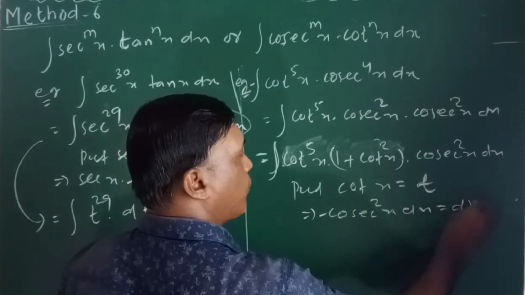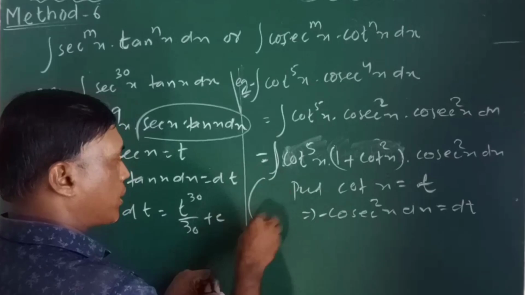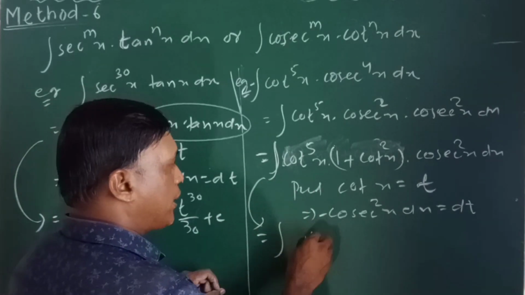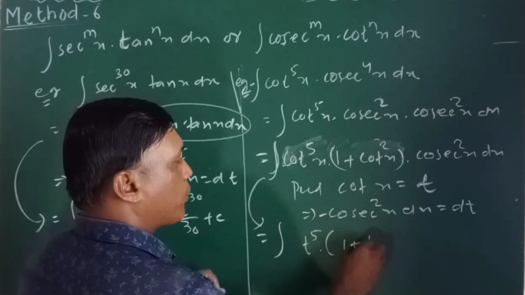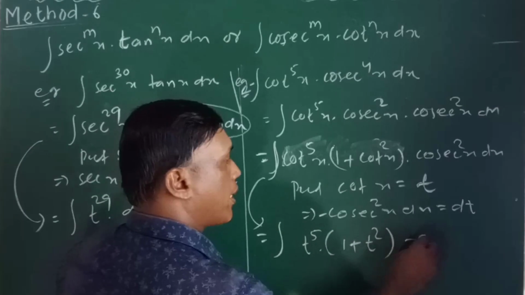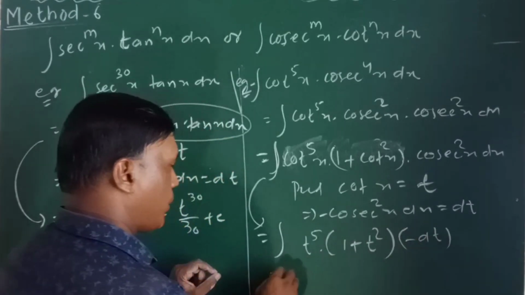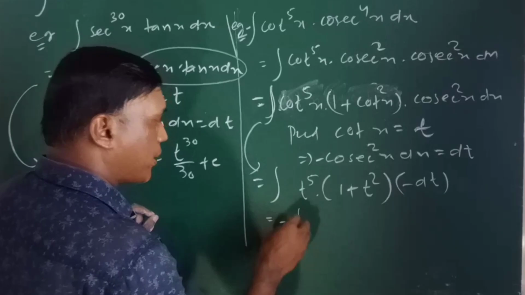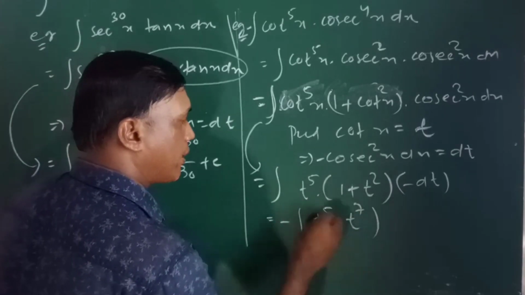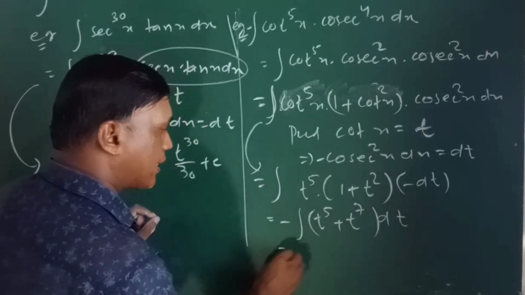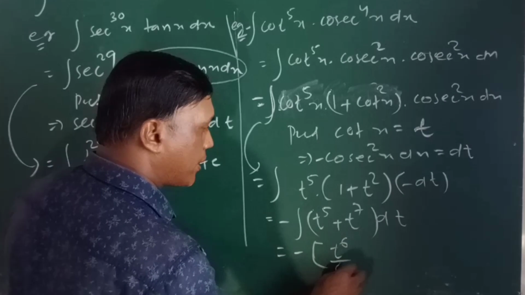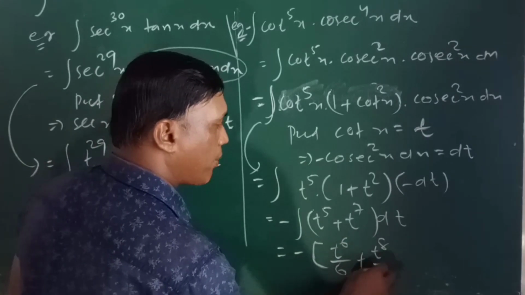Now put here cot x is equal to t, which implies minus cosec square x dx is equal to dt. So here the integration is t to the power 5 into 1 plus t square, and cosec square x dx is minus dt. So we multiply by minus: minus integration of t to the power 5 plus t to the power 7 dt, and the integration is minus of t to the power 6 by 6 plus t to the power 8 by 8 plus c.